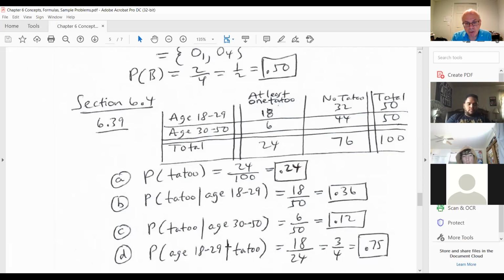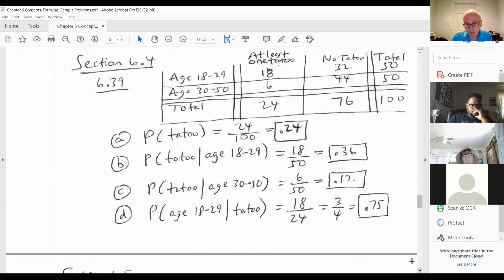These conditional probabilities, you have to determine how many are in the group that we know about. Right? The age 18 to 29, there's 50 of them. The ages 30 to 50, there's 50 of them. How many had tattoos? 24. If I ask something like, excuse me, let me say it again. What's the probability that if we know the person did not have a tattoo, they're aged 30 to 50? Well, if we know that they don't have a tattoo, there's 76 of those. And how many of them are ages 30 to 50? 44. 44 divided by 76 would be that conditional probability. Any questions about how that works?